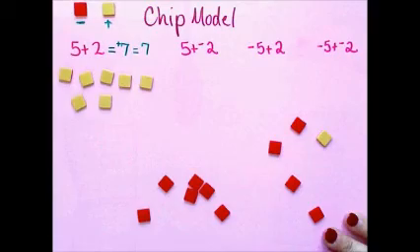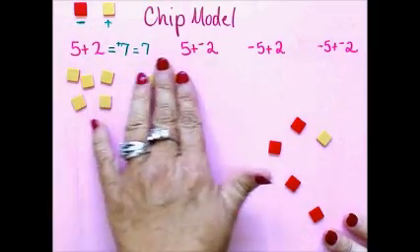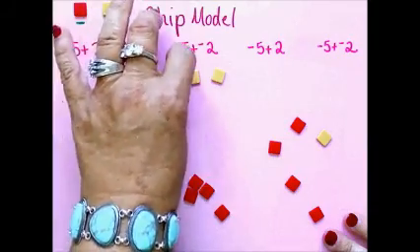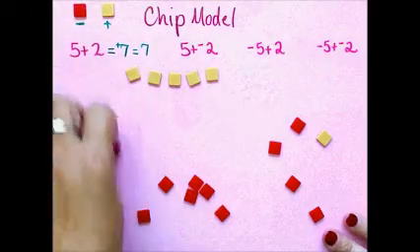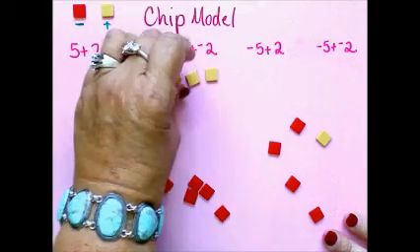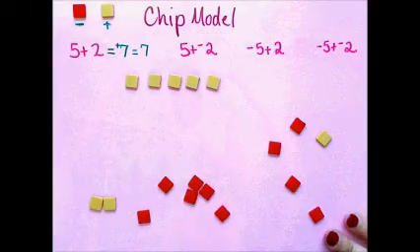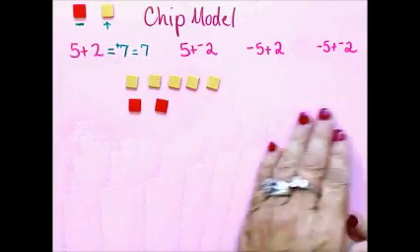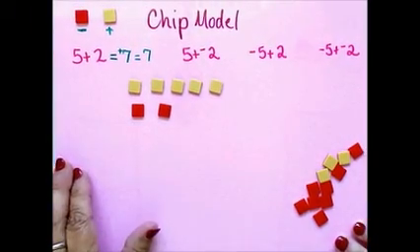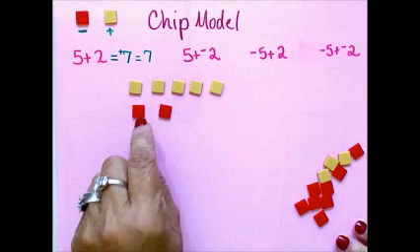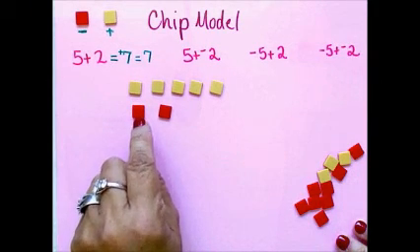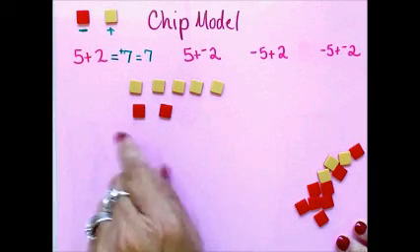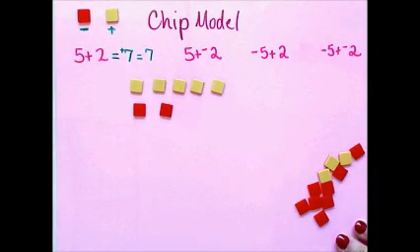In the second problem I have a positive 5 again, so we'll move these over to the next problem, and now I want to add negative 2 to that. Now here's the trick. I can only have one color of chips to represent this number, so I have to find 0 pairs.